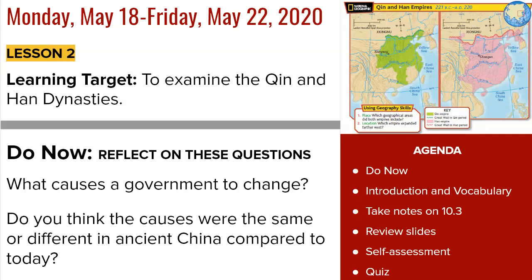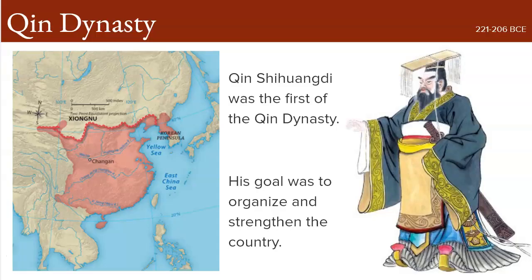All right, we are now going to go over the introduction. I'll tell you a little bit about both the Qin and Han dynasties, and then we'll review some vocabulary. The Qin dynasty lasted from 221 to 206 BCE. We take a look here at the map. The area in the red represents the territory controlled by the Qin dynasty, and up at the top in the north, you can see the Great Wall.